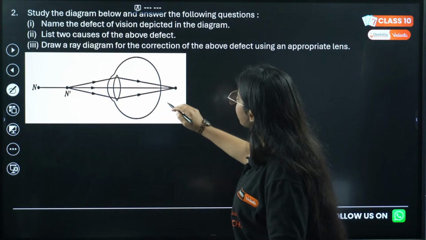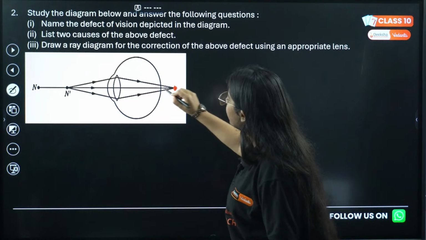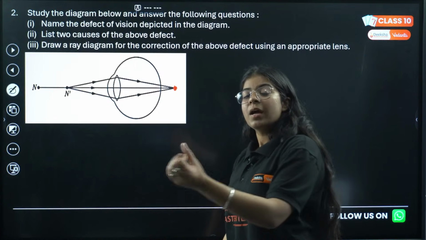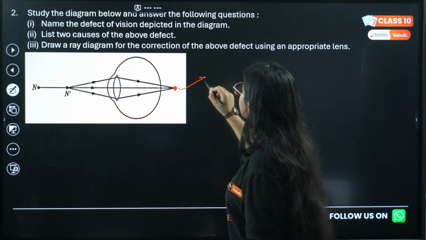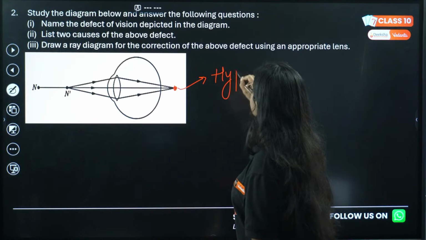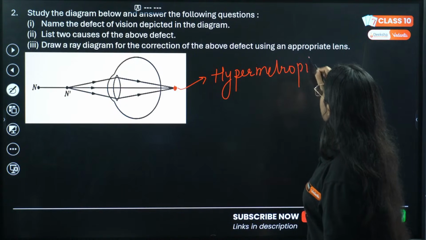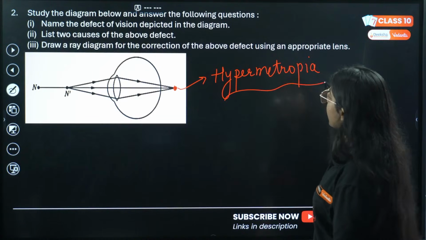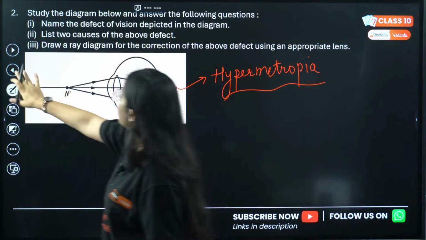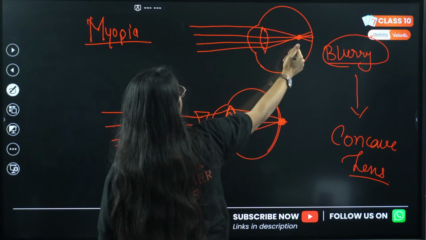So definitely we can see the image is not being formed on the retina, it is formed behind the retina. So the defect is what? It is hypermetropia. In case of myopia, in the last question we just studied, the image will be formed in front of the retina, something like this.